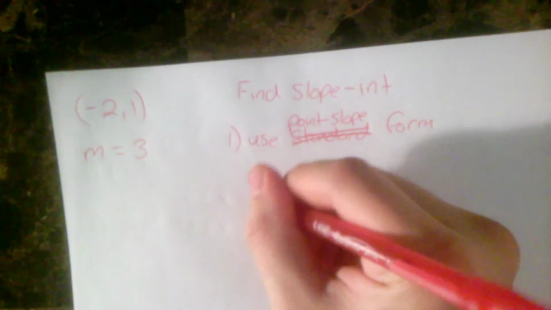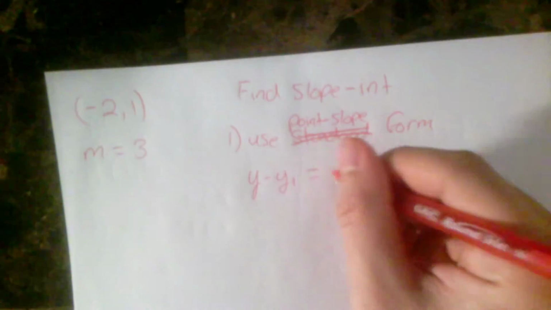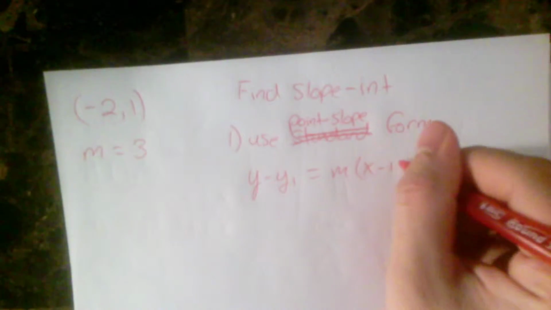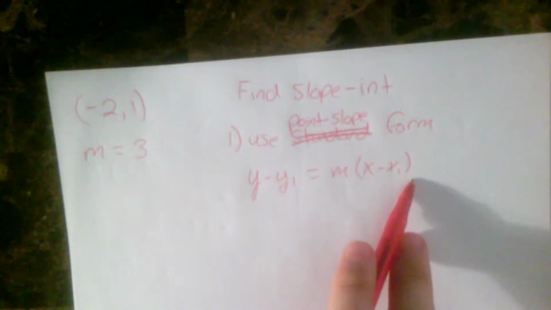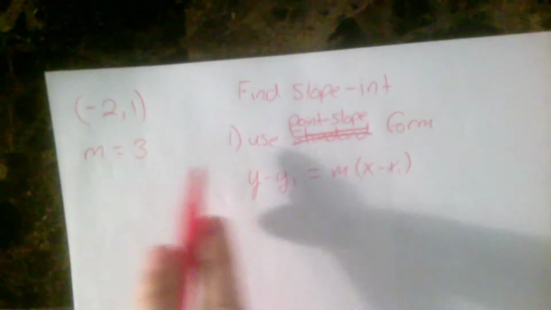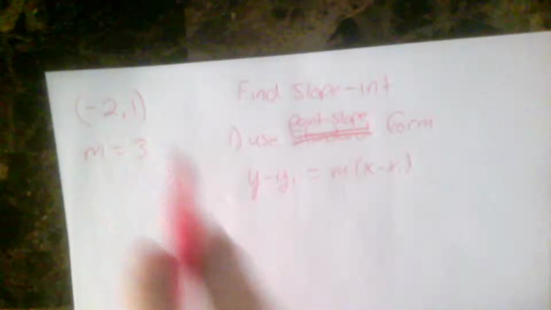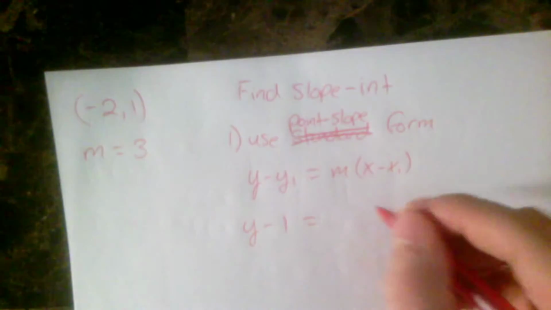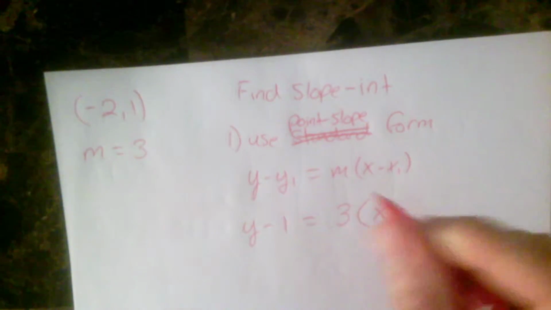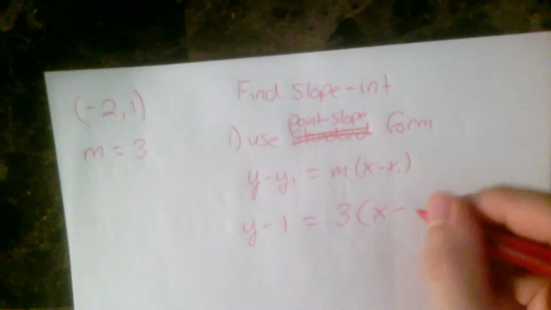So y minus y1 equals m times x minus x1. And you're just going to use that point and plug it in here. You're going to plug it into the y1 and the x1. So y is 1. So y minus 1 equals m, or your slope is 3. X minus x1 is negative 2.